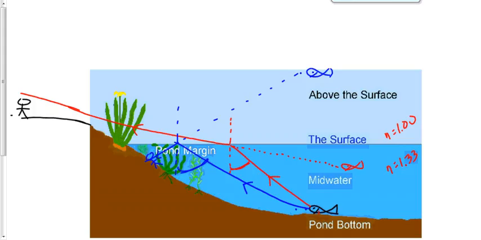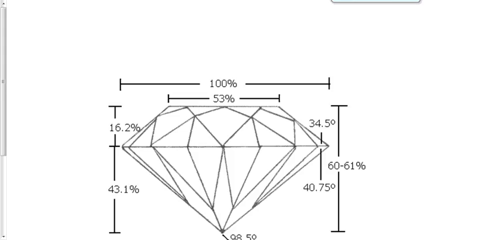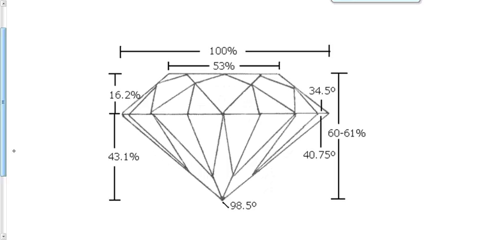Got another one for you. The last one for the day, and then we'll pack it up. What do you see there? It's a diamond, yeah. It's a cross-section of a diamond. All diamonds are supposed to be cut at very precise angles.